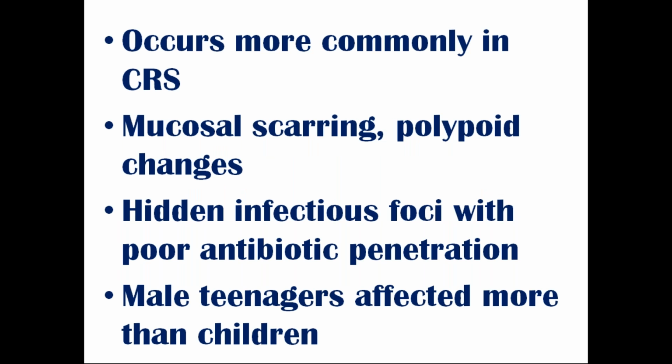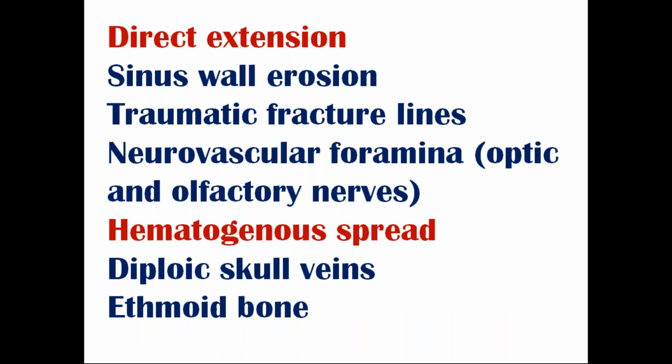Coming to the intracranial complications, these occur more commonly in the case of chronic rhinosinusitis, and mucosal scarring and polypoidal changes. These are the most common findings, and there can be hidden infection foci with poor antibiotic penetration, and male teenagers affected more than the children. In the case of children, there will be orbital complications, whereas in the case of adults or the male teenagers, there will be intracranial complications, and direct extension through the sinus wall erosion because the sinus walls are very thin when compared to the other body bones.